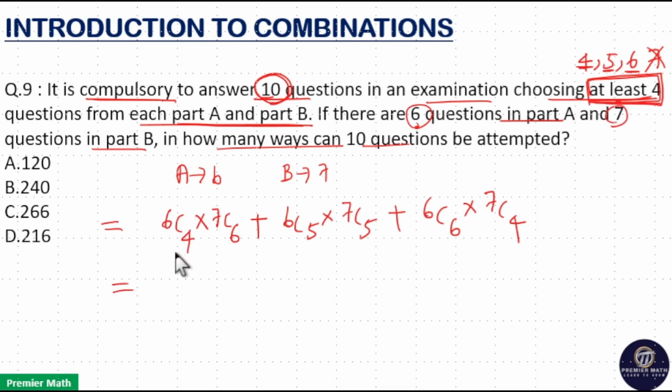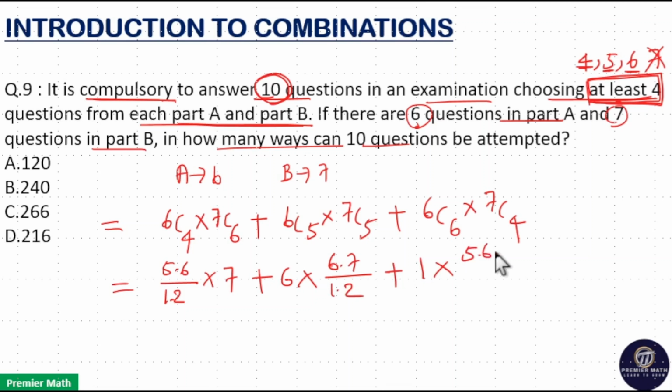6C4 means 4 factorial cancel, remaining is 5 into 6, and here you have 2 factorial. 7C6 is equal to 7. Plus 6C5 is equal to 6. 7C5 is equal to 5 factorial cancel, remaining is 6 into 7 in the numerator, and you have 2 factorial in the denominator. Plus 6C6 is 1. 7C4 means 4 factorial cancel, remaining 5, 6, 7 in the numerator, and you have 3 factorial in the denominator.